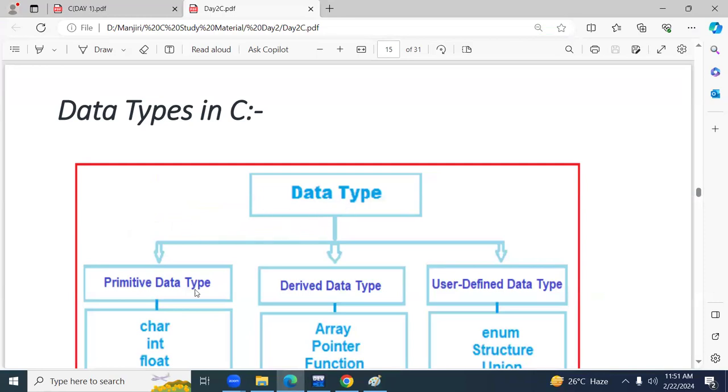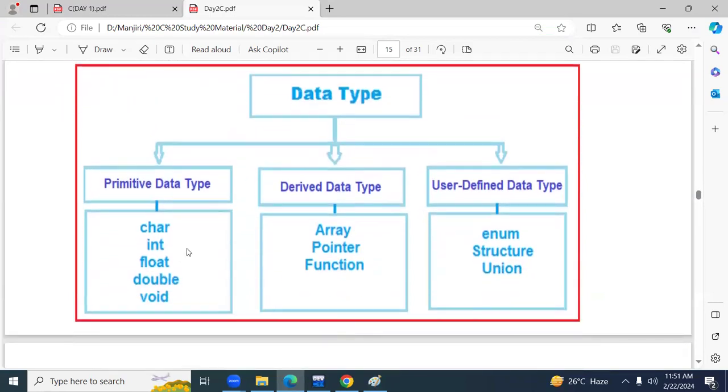So data type is basically there are three types of data types: primitive data type, derived data type, and user defined data type. Okay. So primitive data type पे हम लोग आज ज़्यादा focus करेंगे. We are focusing for 2 to 3 days just on these data types, and then we are moving towards the rest of them. So these are the data types. Now you are getting a little bit of knowledge about this.